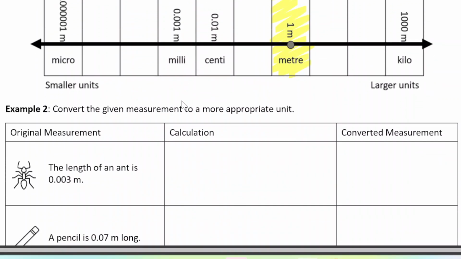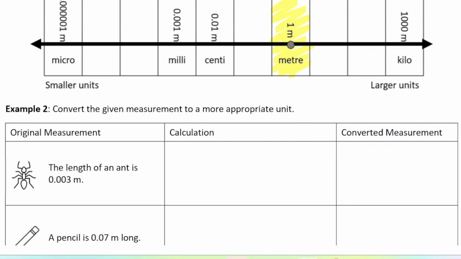Okay. So let's look at this example here. The length of an ant is 0.003 meters. That is really hard to visualize what that means. Ants are really tiny, so probably a better unit for this ant is going to be millimeters.